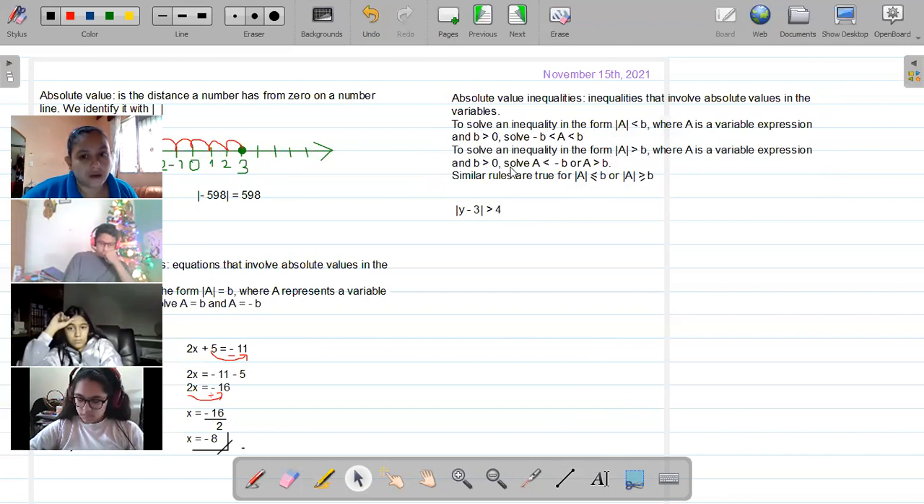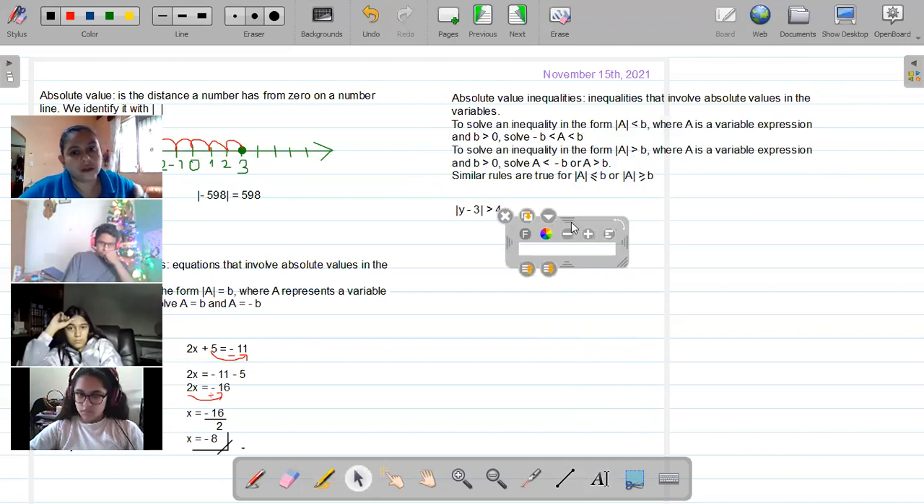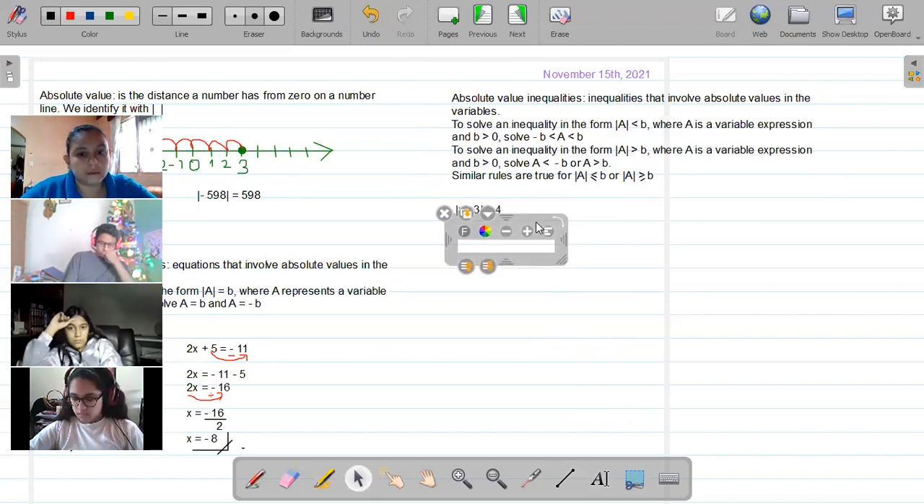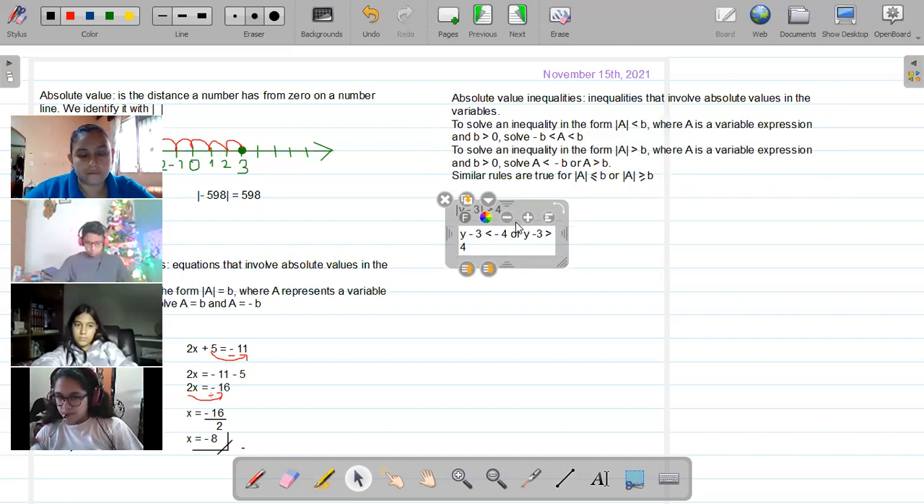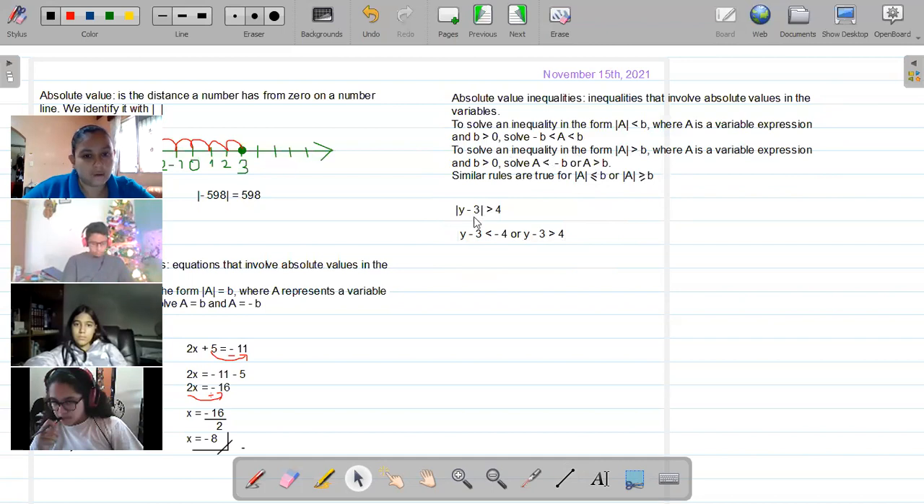And it says that we need to divide it into a compound inequality that is called OR. So I'm going to say y minus 3, okay, is less than negative 4. That would be the first one, right? According to this. Or y minus 3 is greater than positive 4. And that would be my compound inequality that I get from this.